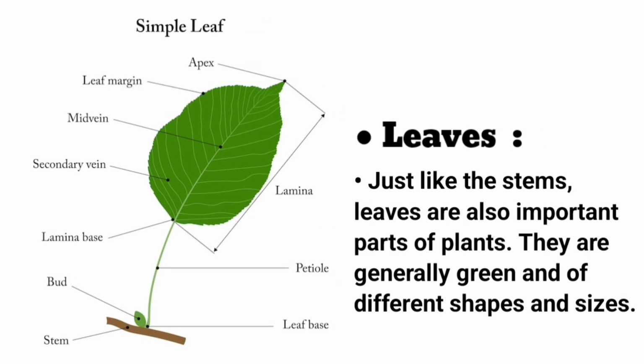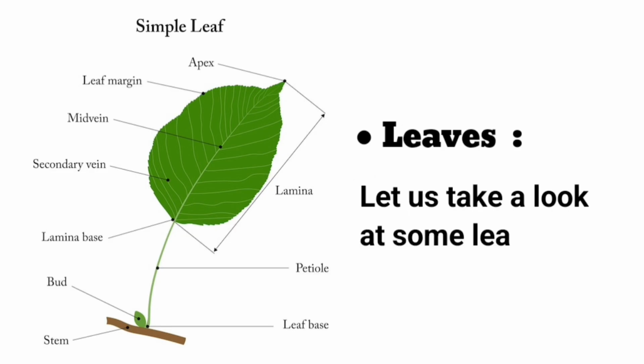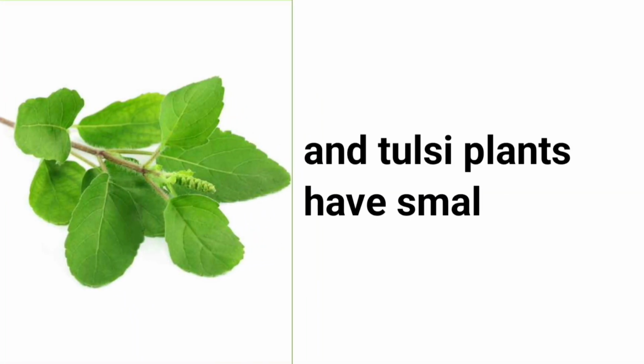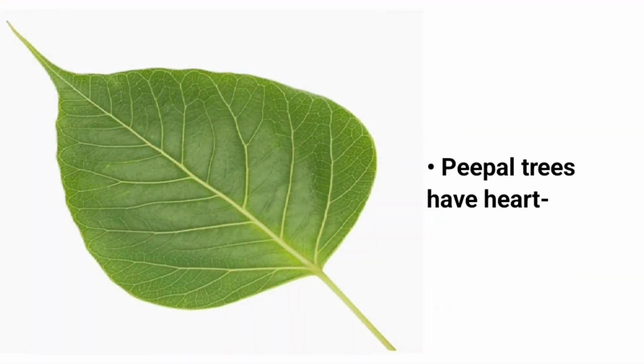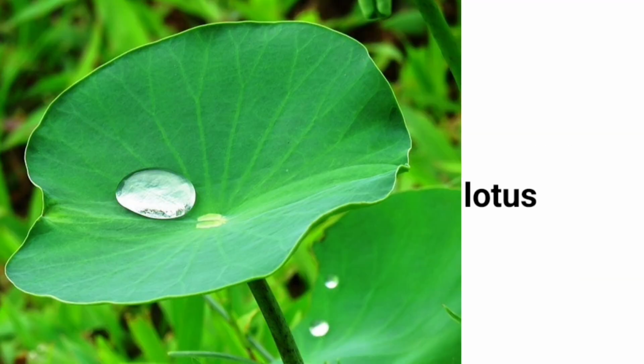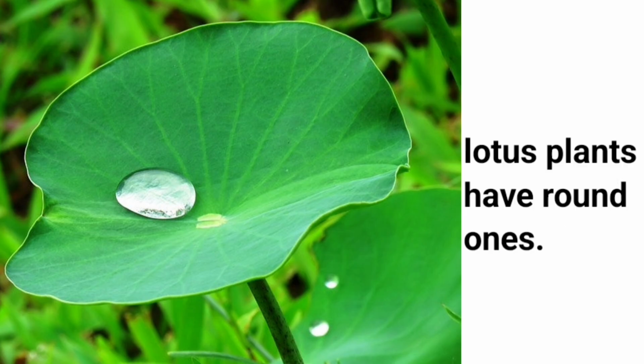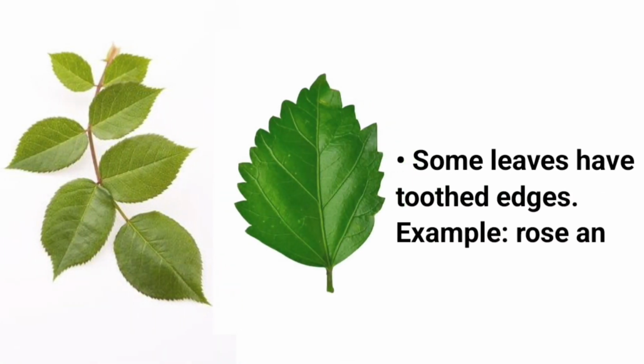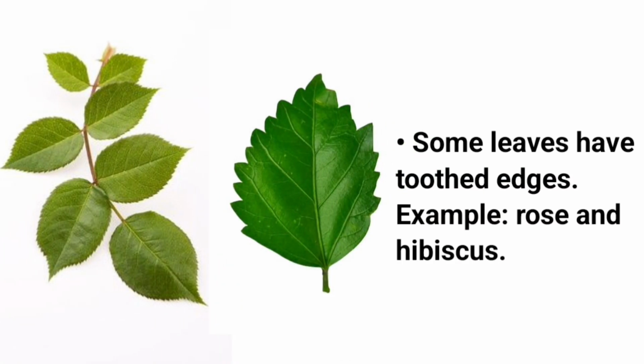Next, leaves. Just like the stems, leaves are also important parts of plants. They are generally green and of different shapes and sizes. Let us take a look at some leaves. Banana plants have big, smooth leaves and tulsi plants have small leaves. Peepal trees have heart-shaped leaves. Lotus plants have round ones. Some leaves have a special smell, for example mint, coriander, tulsi. Some leaves have toothed edges, for example rose and hibiscus.